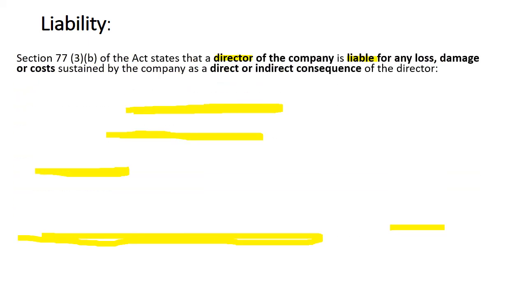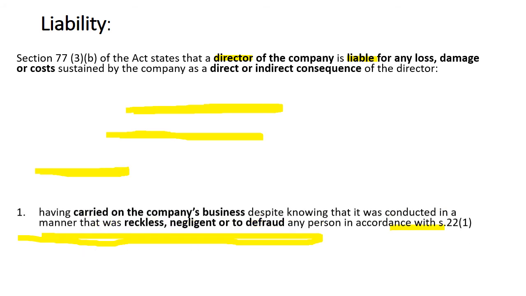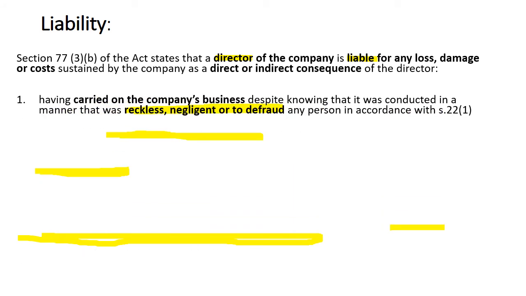So what impact does it have on the directors if they do not do the solvency and liquidity test before embarking on Section 22 actions? Well, we see that Section 77 states that the director of the company is liable for any loss, damage, or costs sustained by the company as a direct or indirect consequence of the director having carried on the company's business despite knowing that it was conducted in a manner that was reckless, negligent, or to defraud any person.